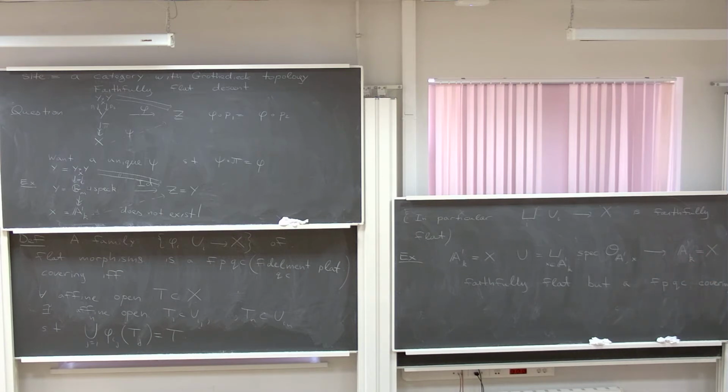However, to give another example, you can take the disjoint union of A1 and the spectrum of the local ring at 0. 0 is a closed point of A1, and this maps to A1, and that's okay. It's an fpqc cover.